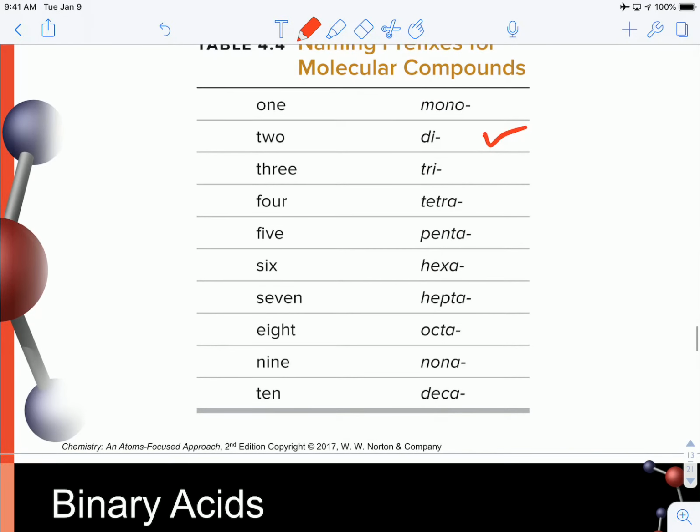So you could do something like dinitrogen pentoxide. One thing we do is we drop these a's when we have 2 vowels in a row. We don't say pentaoxide. I don't know why. To me, that's just as easy to say as pentoxide, but the 2 vowels in a row, some people consider cumbersome. And you'll see that in your book. And you need to get familiar with just that naming.